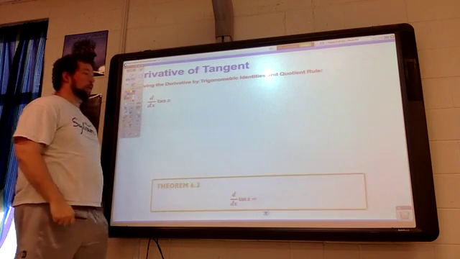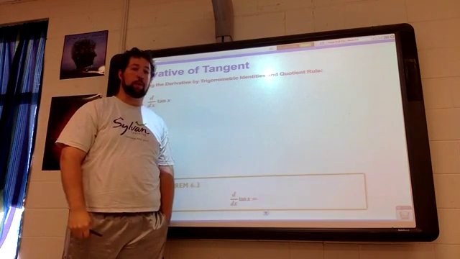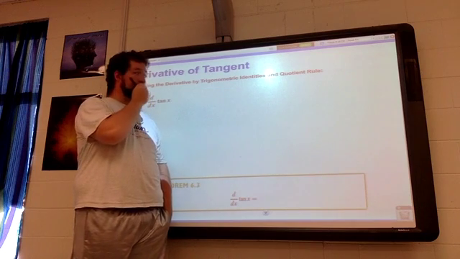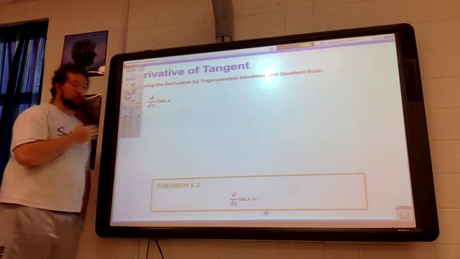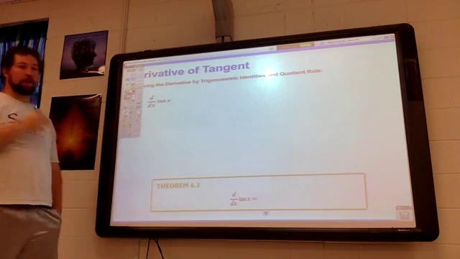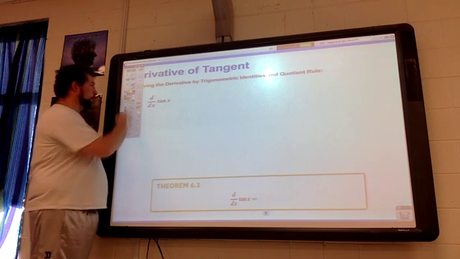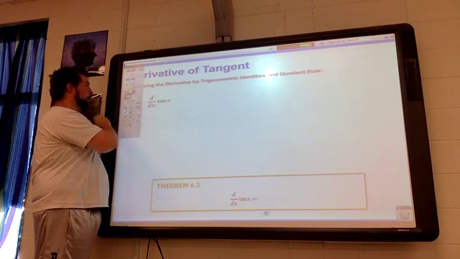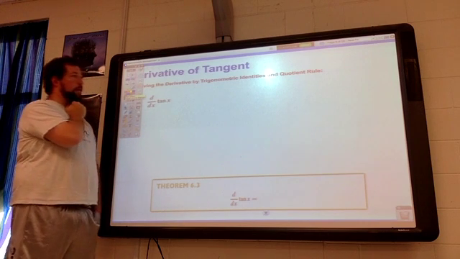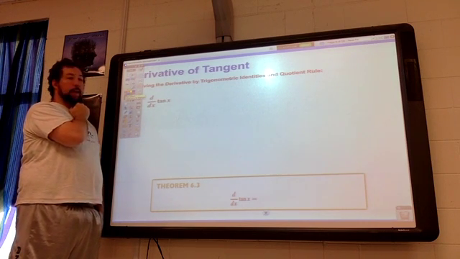And one last derivative we're going to derive. And it's tangent. We're going to do it a little bit different. We're not actually going to graph it because the graph would just look horrible. But as you can tell in your notes, I said, hey, let's derive the derivative by trigonometric identities and the quotient rule.